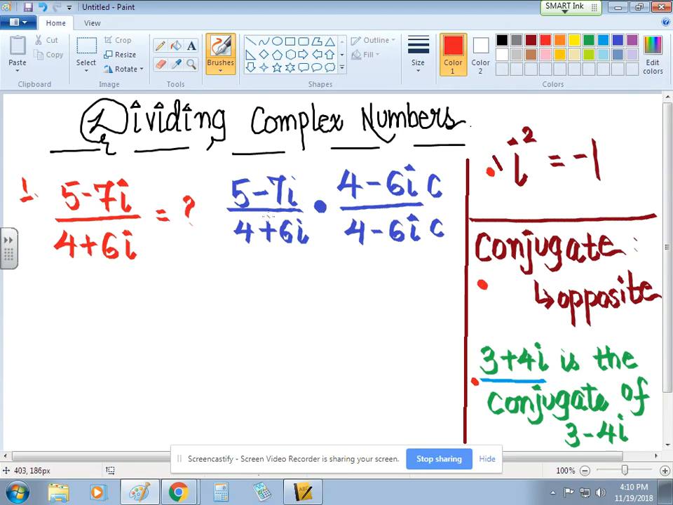So from here onwards, on the top, this is step 1, step 2. Step 2 is going to be FOIL on the top, FOIL at the bottom, and then we'll be done. As we finish, students, you will see that the iota from the bottom is taken away, and that's basically our goal here, that we do not need iota in the bottom, and the conjugate helps us with that. So let us FOIL it out and see what we get.